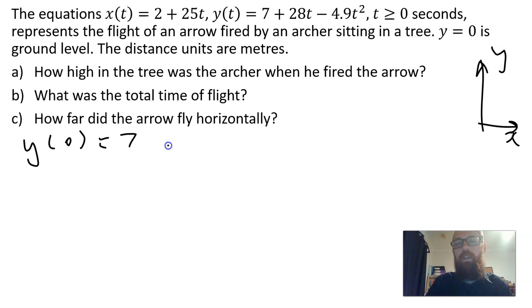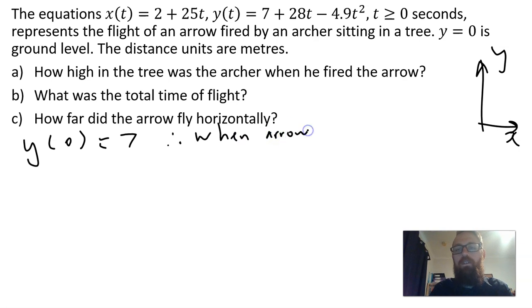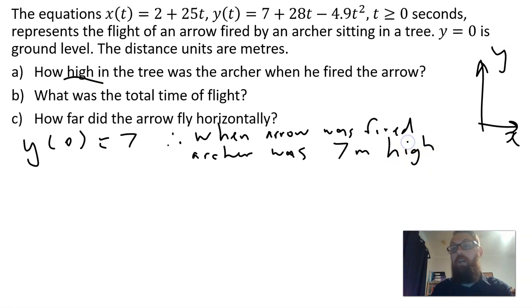Therefore, how high was the archer in the tree when the arrow was fired? So you write a little sentence. When the arrow was fired, the archer was 7 meters high. We use the language like high. Sometimes you could write above ground level, but I just like to use the language they use in the question. All right, so that's part A. Next, we'll have a look at part B.